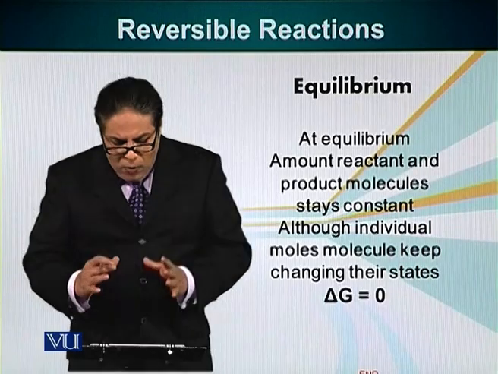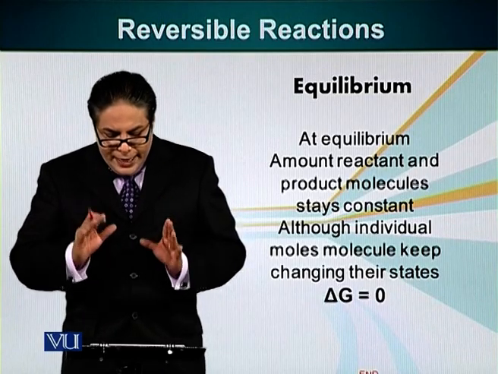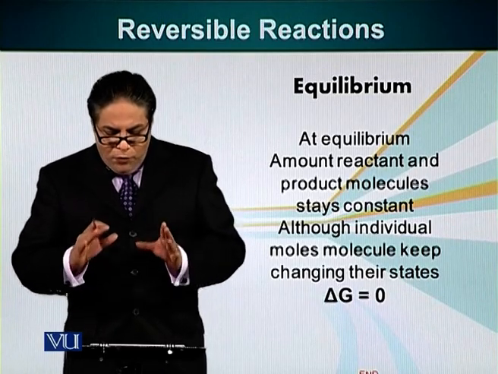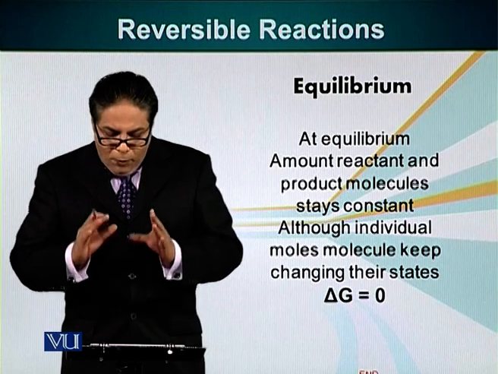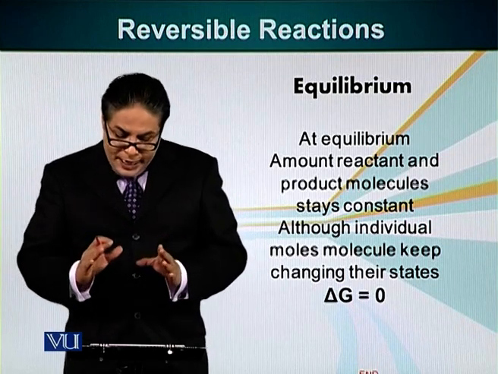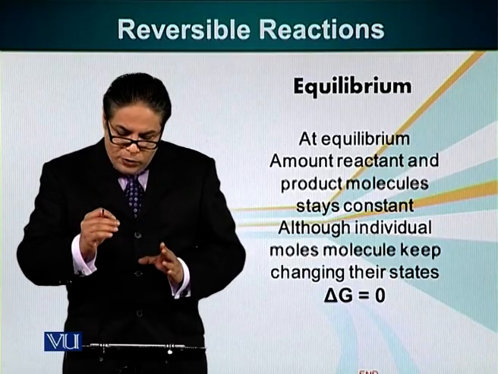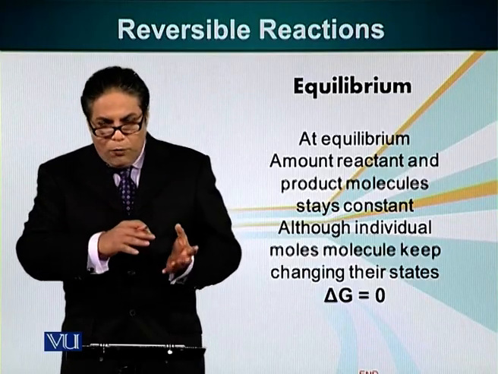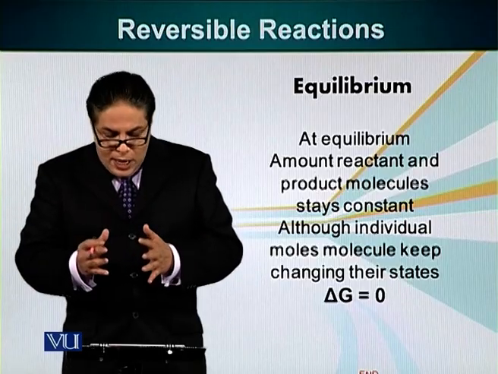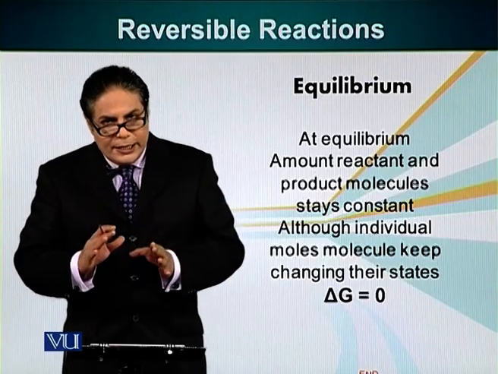Anyways, for now, I would like to re-emphasize that at equilibrium, the amount of reactant and product molecules stays the same. It's a constant, although the individual molecules keep changing from reactants to products. At this state, delta G is 0.